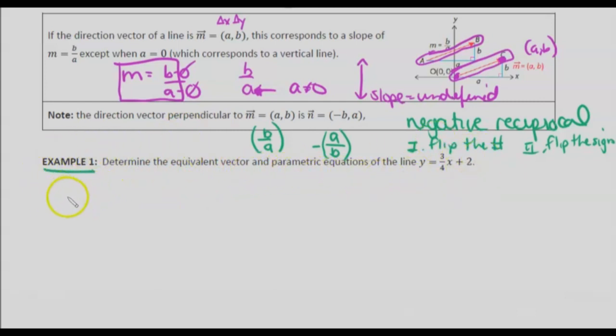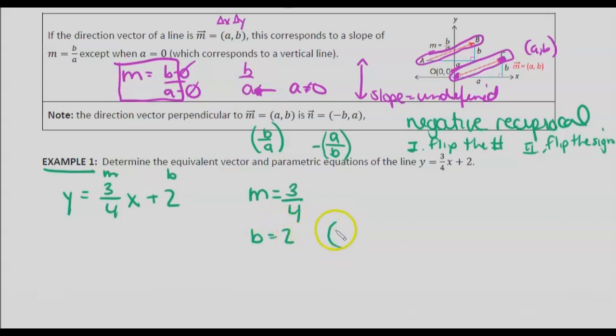So I'm looking at this, y equals 3 over 4 x plus 2. First, what can we pick out from this equation of a line? Remember this is slope y-intercept form. m is the slope, b is the y-intercept. So the information that we have from here is that the slope is 3 over 4 and the y-intercept is 2. Another way of writing the y-intercept is going to be 0, 2.